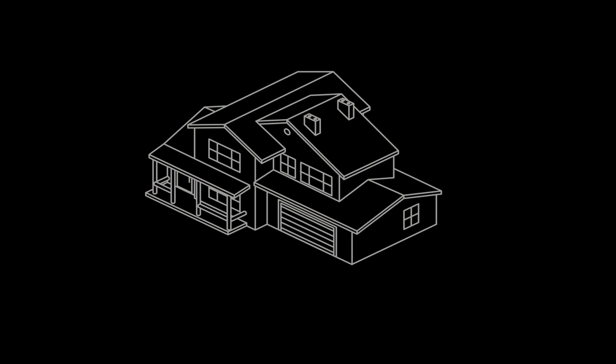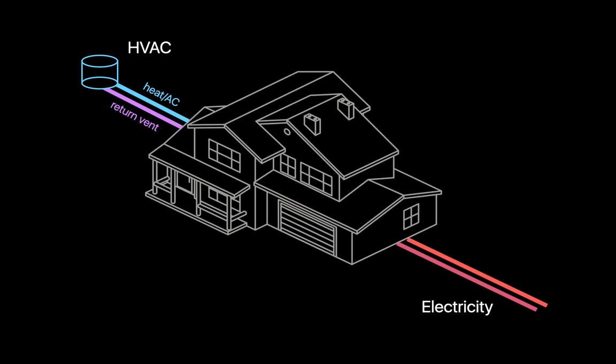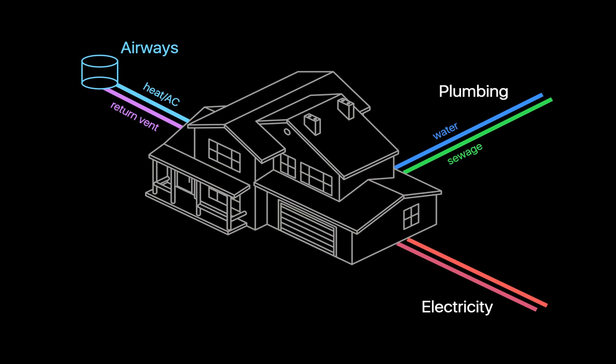A family home remains functional thanks to three main systems: electricity, HVAC, that's heating, ventilation, air conditioning, and plumbing. If the family home were a lung, the HVAC system would be the airways. The plumbing system would be the lymphatics, and the electrical system would be the arteries and veins.